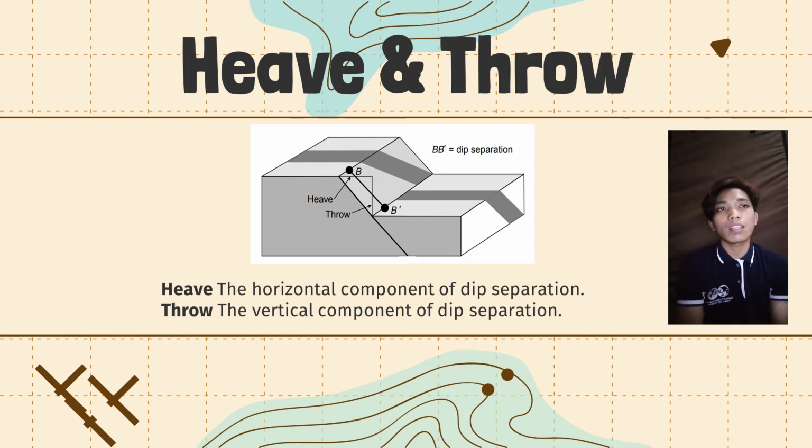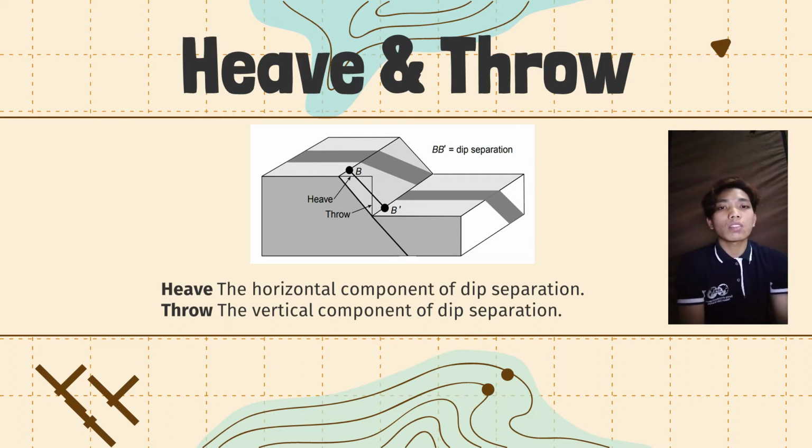I just want to emphasize the heave and throw because it might help us to determine the displacement or the dip separation of two masses being separated. Heave is basically the horizontal component of dip separation, and the throw is the vertical component of dip separation. As you can see here, point B and point B prime is the distance or the dip separation of the two masses. We have here the heave, which is our horizontal component, and the vertical component, which is throw.